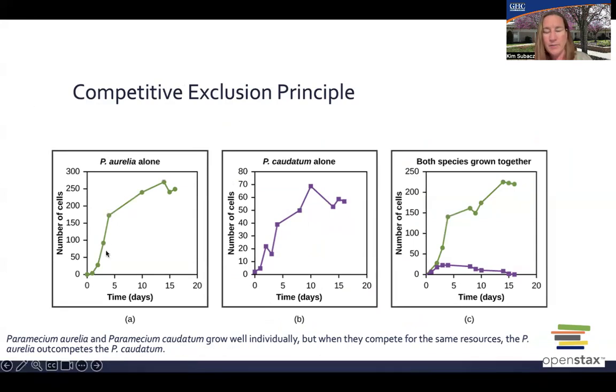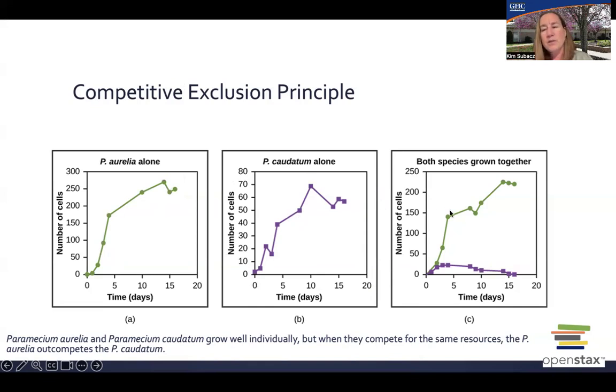So we have paramecium. Paramecium were those cute little one-celled guys that we saw that were covered in cilia. Paramecium aurelia is the green line, and you can see in 15 days its population skyrockets. Paramecium caudatum is the purple line, and you can see in 15 days its population gets pretty high too.